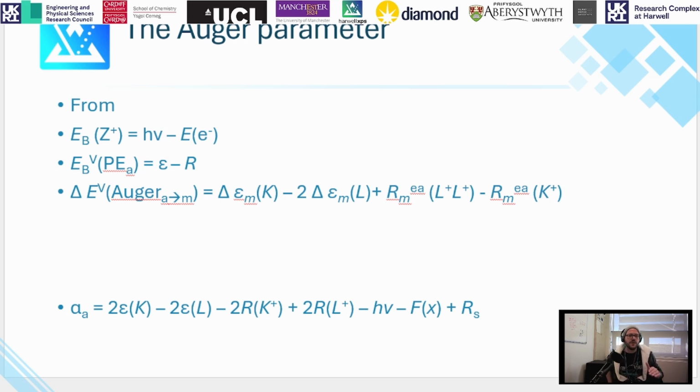we can now combine these all into a single expression for the Auger parameter, where we have the Auger parameter of an isolated atom is equal to 2 times the initial state energy for the K shell minus 2 times the initial state energy for the L shell minus 2 times the relaxation energy for the ionized K shell plus 2 times the relaxation energy for the ionized L shell minus the photon energy, because remember we converted our Auger parameter back into kinetic energy by incorporating the photon energy again, minus the double electron interaction term plus the static relaxation energy for the double core hole state.